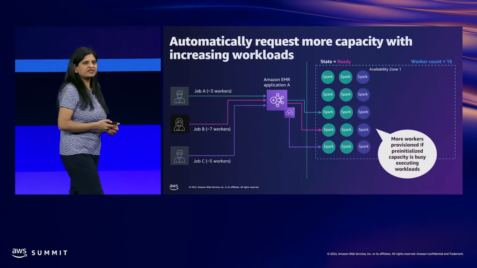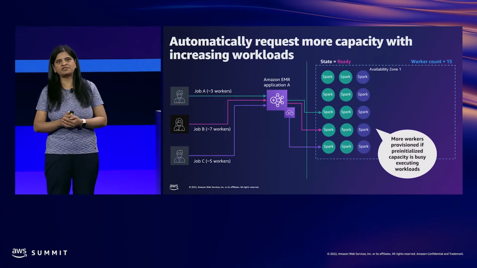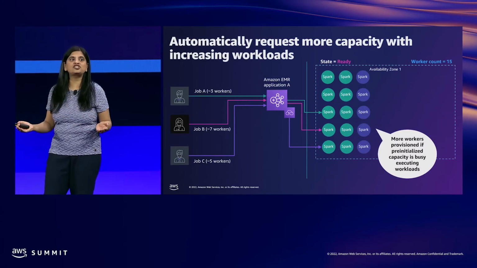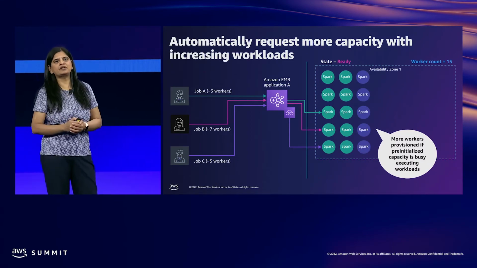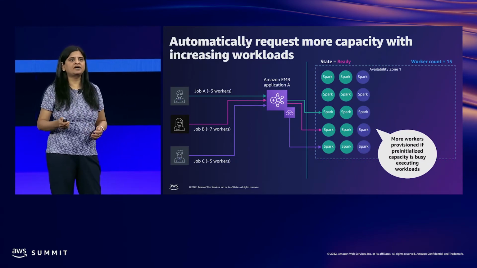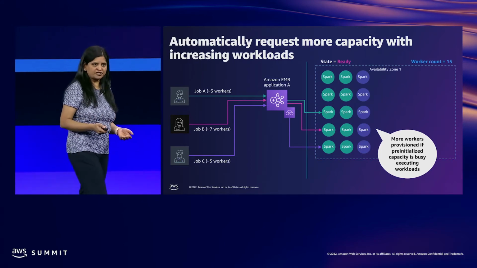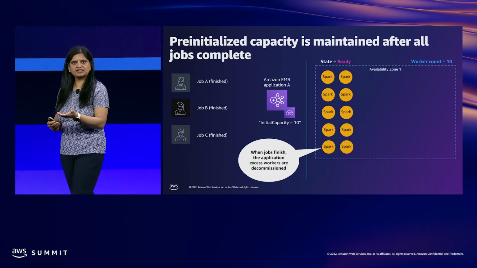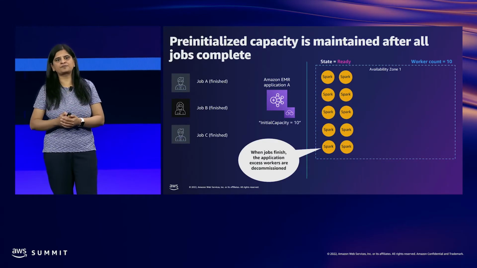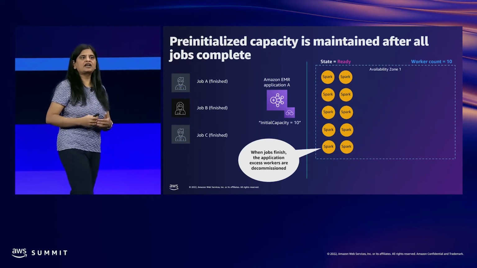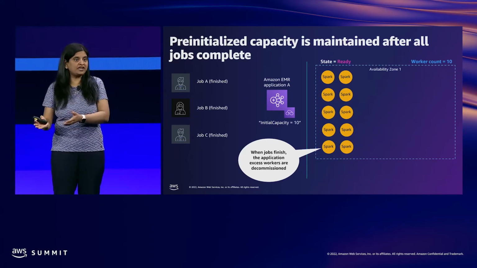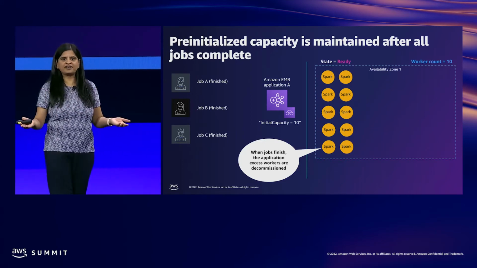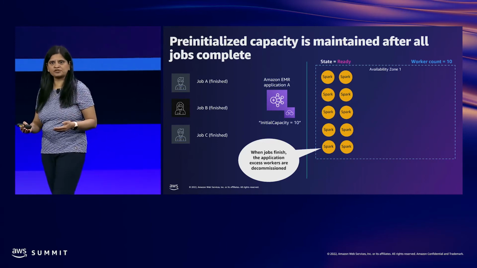So now, if you submit additional jobs, for example, in this case, job C, now the pre-initialized pool of workers are busy running job A and job B. At this time, EMR Serverless automatically spins up additional workers to run job C. Now, once all the jobs are finished, as you will notice, the workers that are spun up for job C are now decommissioned, and you are left with the pre-initialized pool that are ready to take on your next set of jobs. Now, if you have a next set of jobs, you can keep submitting jobs to this application.